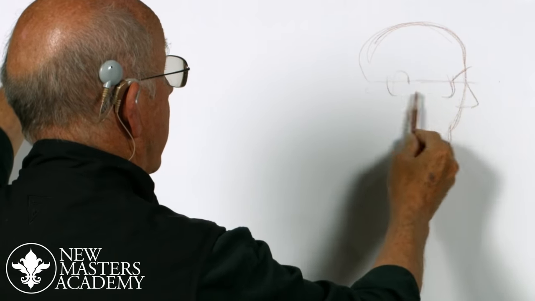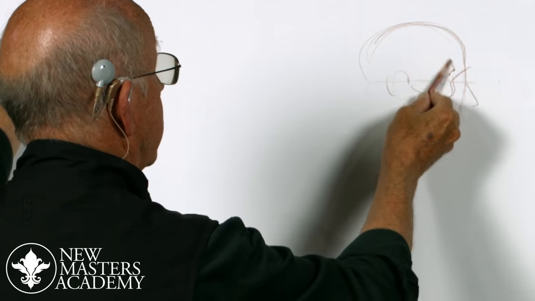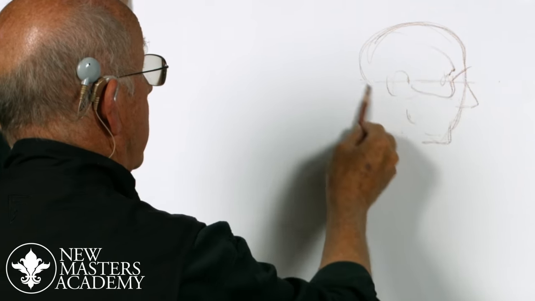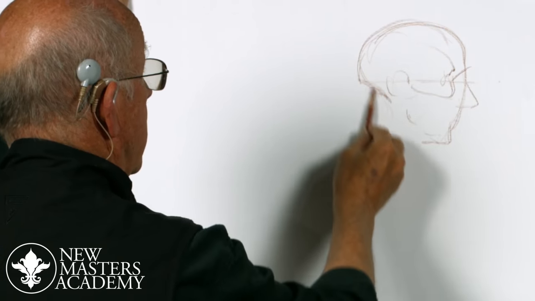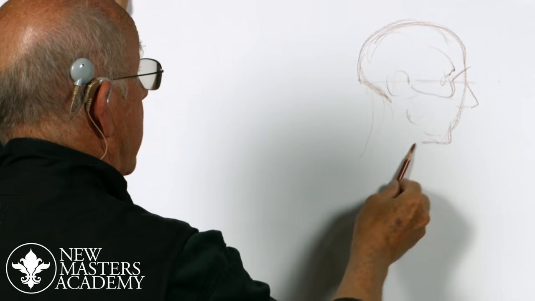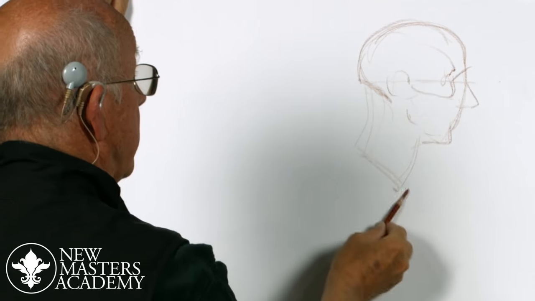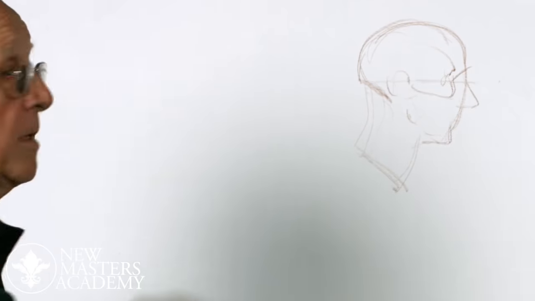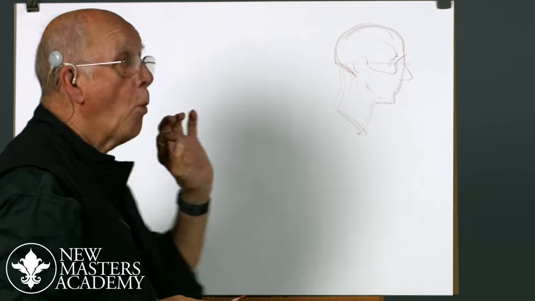We have a zygomatic arch, which comes back here. And we can feel the corner of the eye socket is here, coming back. We have a nuchal ridge in the back of our head. And the neck is then coming down. And we pull from that into the rib cage. That's the beginning.